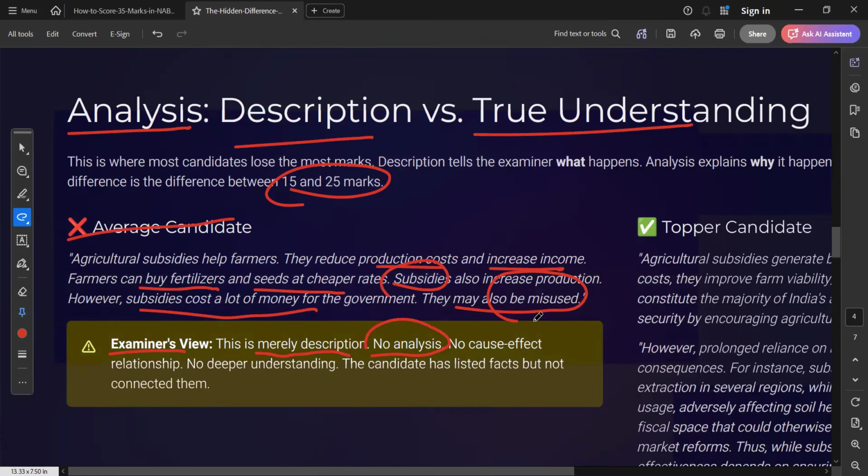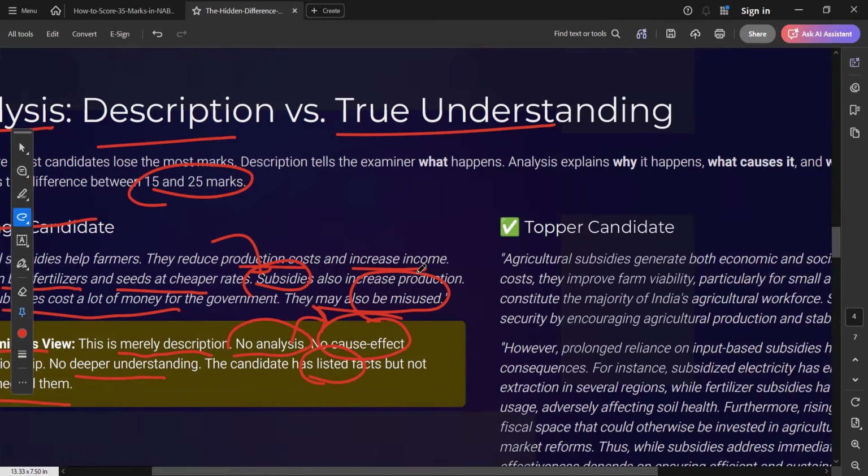There's no analysis, no cause-effect thing. Analysis isn't just a cause-effect thing or PESTLE analysis. There's no deeper understanding. The candidate just listed out the facts but did not connect them. Are these facts connected? No, you have to connect these facts. This in turn leads to this. It also causes issues like this. Additionally, it causes this. You have to present it like that.